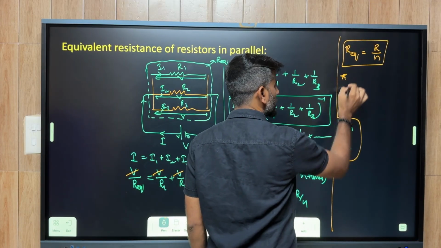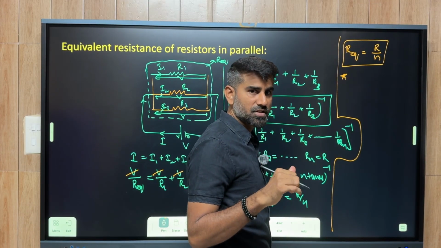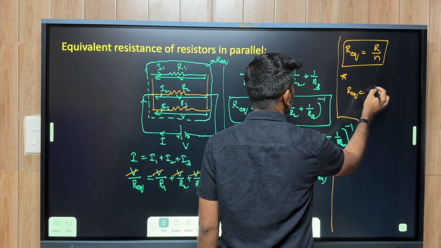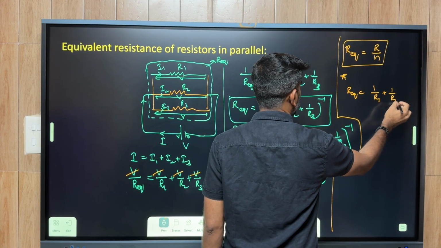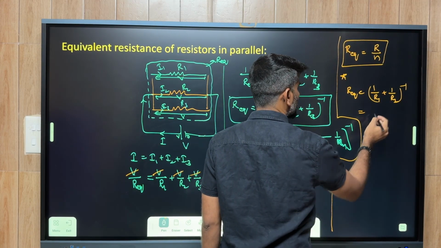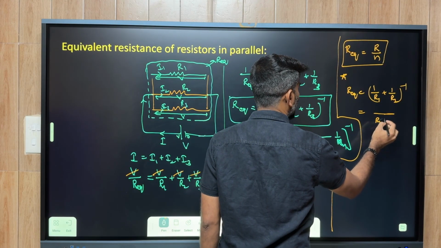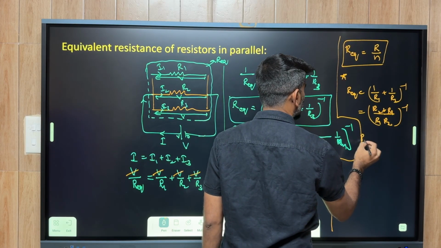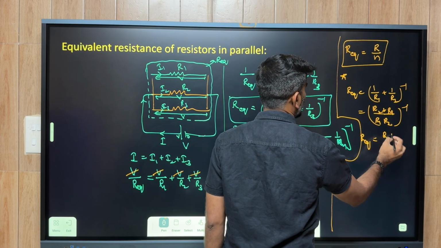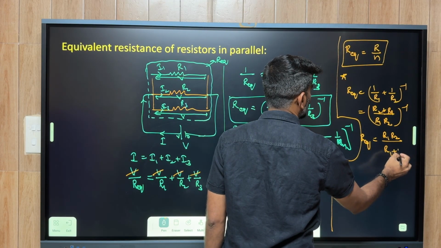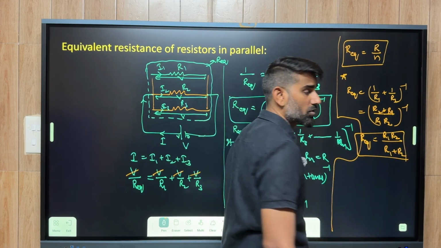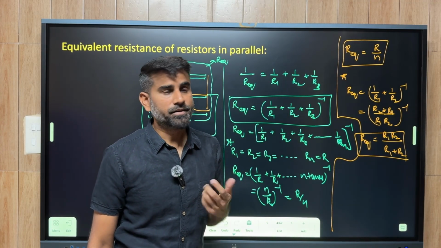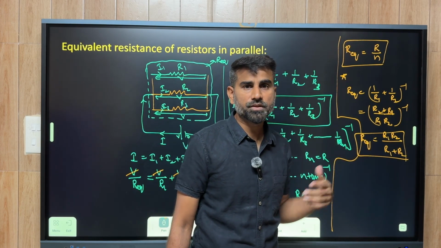To remember the direct formula, if two resistors of resistances R1 and R2 are connected in parallel, then R equivalent is equal to (1 by R1 plus 1 by R2) whole inverse. This can be further simplified by taking the LCM: (R1 plus R2 by R1 R2) whole inverse. The final result is R1 R2 by R1 plus R2. Whenever we come across two different resistors connected in parallel, we can directly use this formula R1 R2 by R1 plus R2.